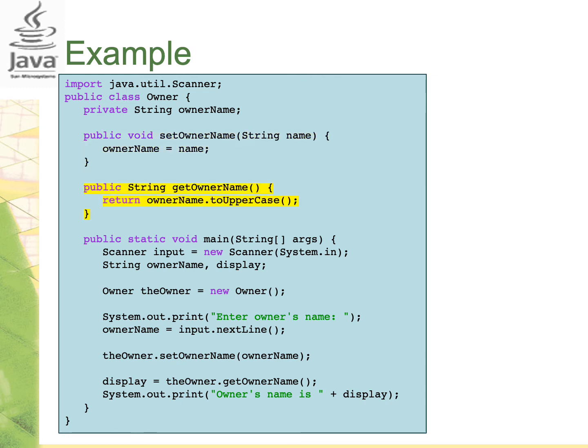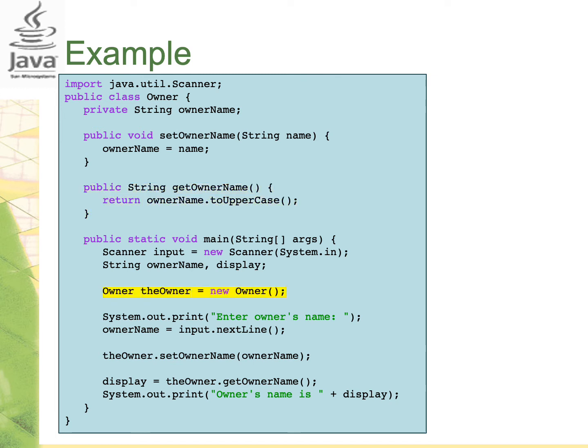The next method that we have is called getOwnerName. The modifier is public, and here it has a return type String. This means in this method, it will pass back to the caller a String value. In this example, it will return the uppercase value of the ownerName. We have seen and used toUpperCase method that is from the String class.